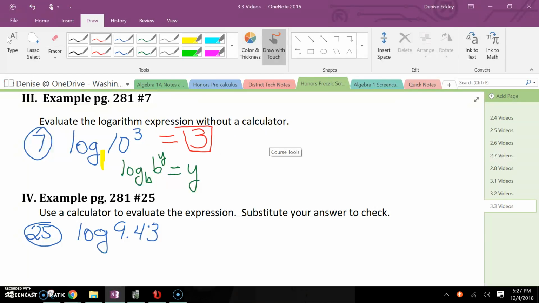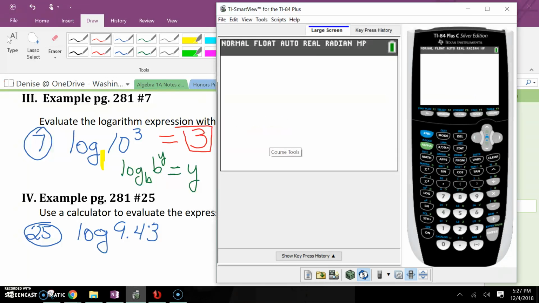Now number 25, this is the first time we're being asked to use a calculator because it's very, very difficult to write 9.43 as a base 10 number, because I can see that since I just have a log, I'm dealing with base 10 logs. So what we want to do then is just pull up our calculator, and we want log of 9.43. There is a log button right on the screen, so you press that, and then you type in the number that you want. So we want 9.43.